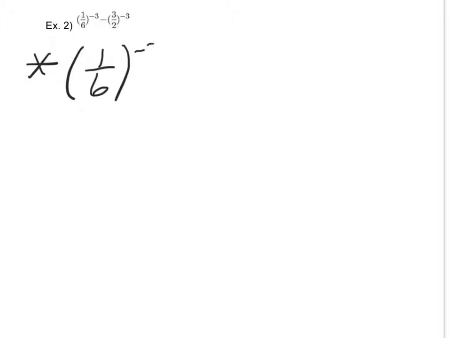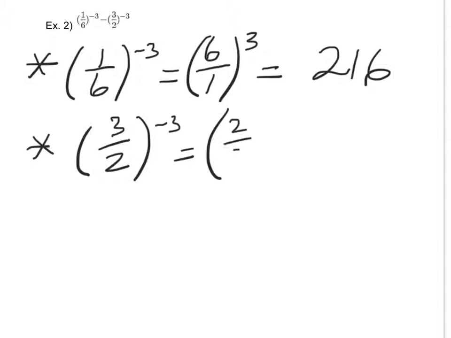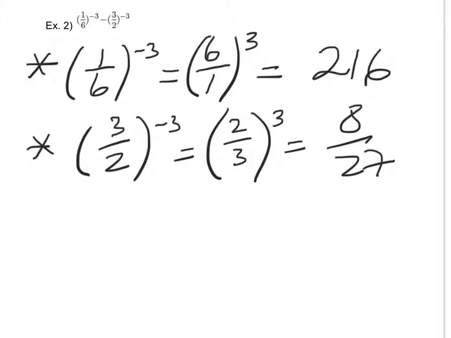Next one. Okay, so what do we have? We're going to evaluate 1/6 to the minus 3. So that's the same as 6 over 1 to the power of 3. Okay, so at this stage you should be able to figure out that 6 over 1 cubed is 6 over 1 times 6 over 1 times 6 over 1, which is 216. Now we'll do the second part, which is 3 over 2 to the minus 3, which is the same as 2 over 3 cubed, because we flip, which is 8/27.